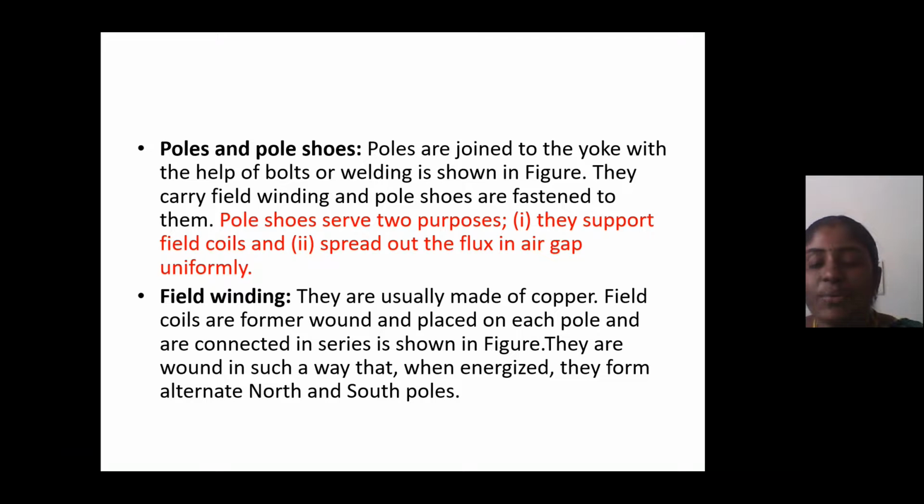What about the field winding? They are usually made up of copper. Field coils are former wound and placed on each pole and are connected in series. The field windings are always connected in series. This is the way we place the field winding in the system.